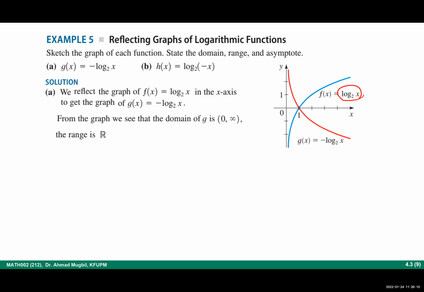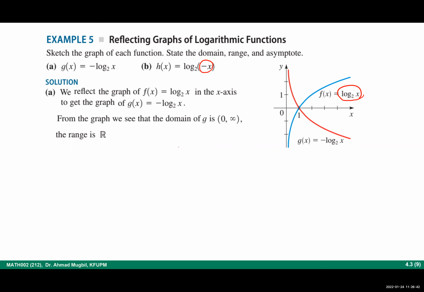Excellent. Now for the second one, it will be reflected in the y-axis. The domain is from negative infinity to 0. Here, guys, what is inside must be what? Must be positive. So x here must be negative. Negative times negative will be positive.